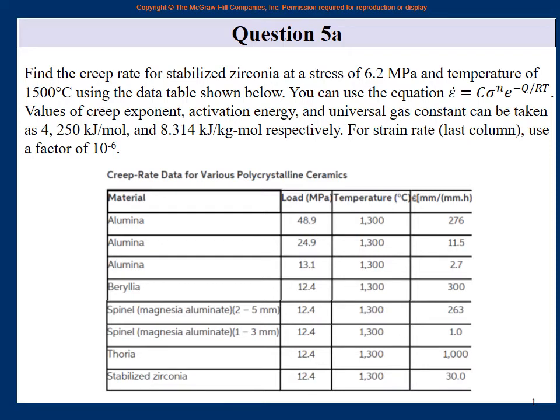Now here the thing is that this table is there and all things are there, but stabilized zirconia is only here. So the load is 12.4 megapascal. The temperature at which the value is given is 1300 Celsius. And this epsilon dot, the creep rate, is 30 into 10 raised to minus 6 millimeter per hour and so on. Okay. So the data is given and then the equation is directly given here because you don't have to do anything, right? The equation is right here and you can solve for it.